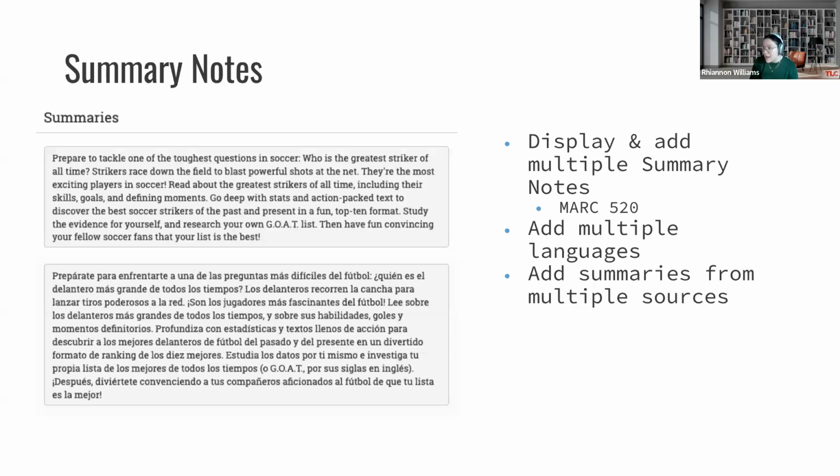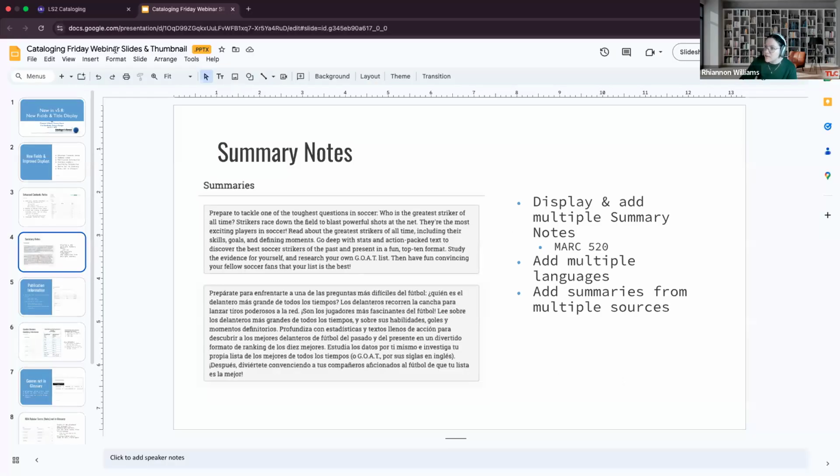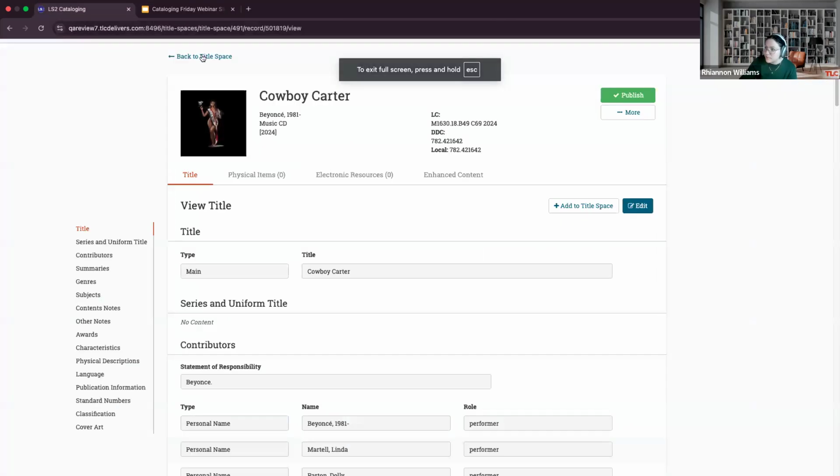Also, just for the ability to add summaries from multiple sources, if you want to pull a summary from the Amazon listing, as well as the summary that came from the back of the book, just depending on what might be useful for your patrons and students and customers. So I'm going to show what this looks like in LS2 Cataloging.